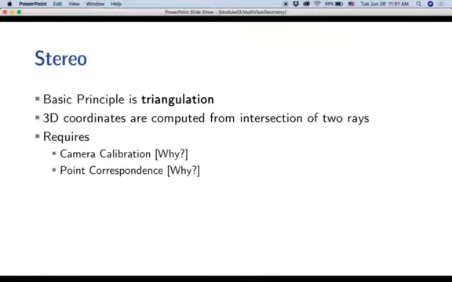I don't know the world coordinates to begin with. I just have images, right? I'll take a picture here and a picture here, and from that I want to reconstruct this 3D world. I'm saying to be able to do that, I will require camera calibration. Why?